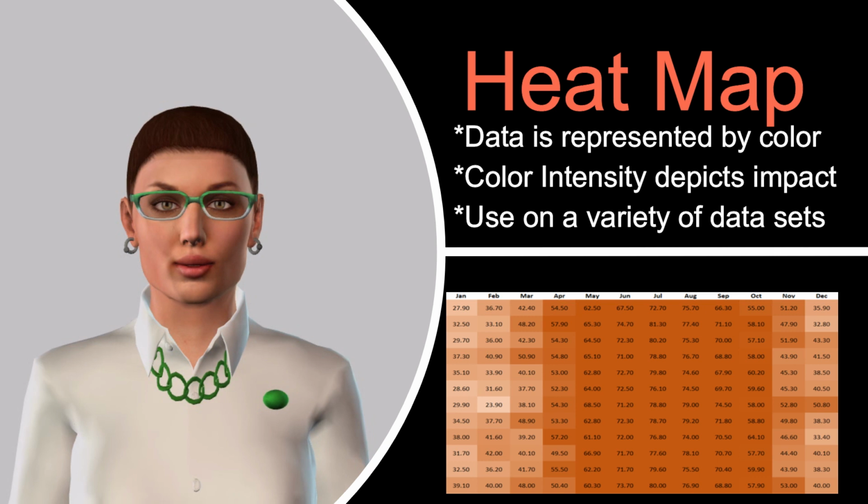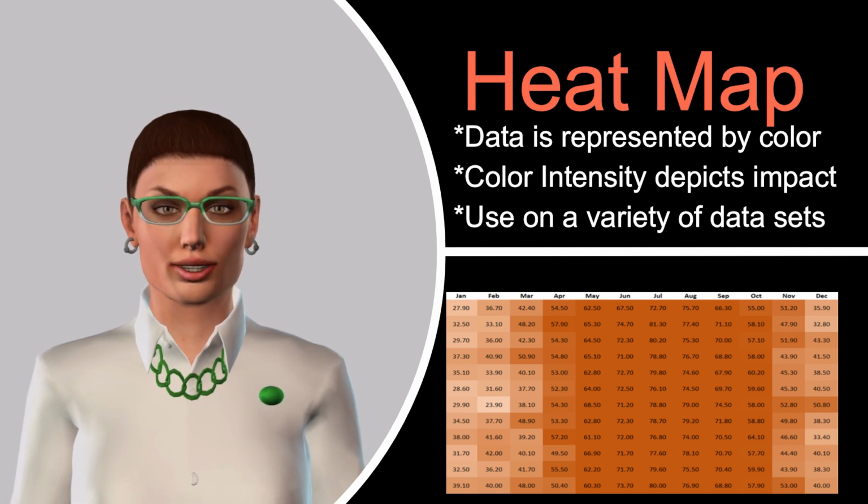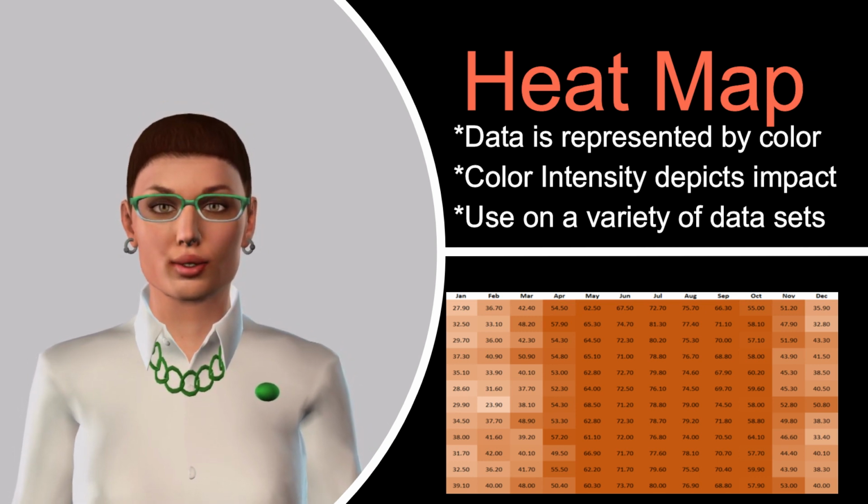Today we will review heat maps in Microsoft Excel. Heat maps in Excel is a type of map that is created to show the representation of data in different colors. The intensity of the color shows the impact on the data series over the whole data set. A heat map can be used on a variety of data sets, as today's video will demonstrate.